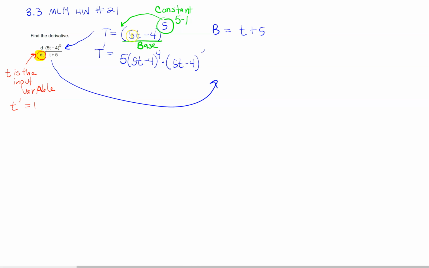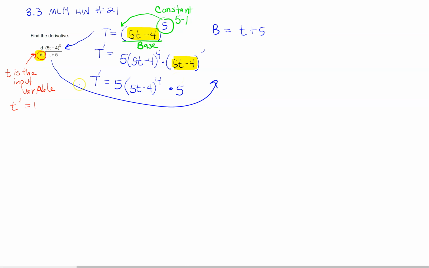Okay. And again, my base is just what's inside the parentheses, the 5t minus 4, so I'm taking the derivative of the 5t minus 4. Okay, so let's go ahead and continue on with that. So my derivative is going to be 5, rewrite the base to the 4th power, and the derivative of 5t minus 4 is just 5. It's a linear binomial. The t is a normal everyday variable, so the chain rule isn't needed. The slope of that linear binomial is just 5. The derivative is just 5 there.